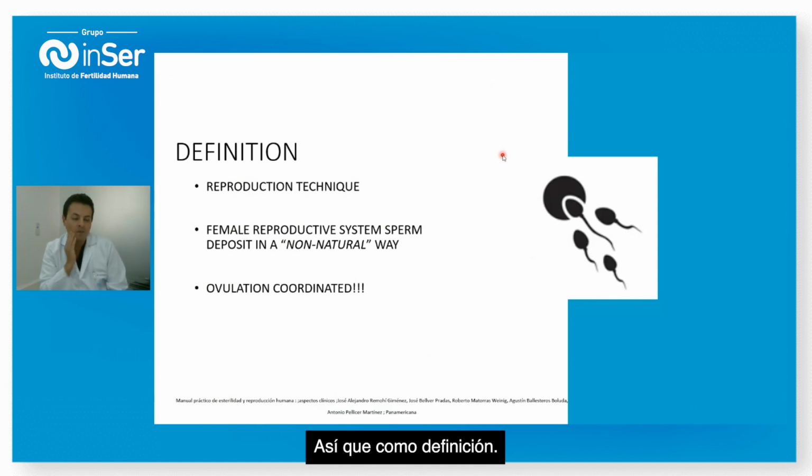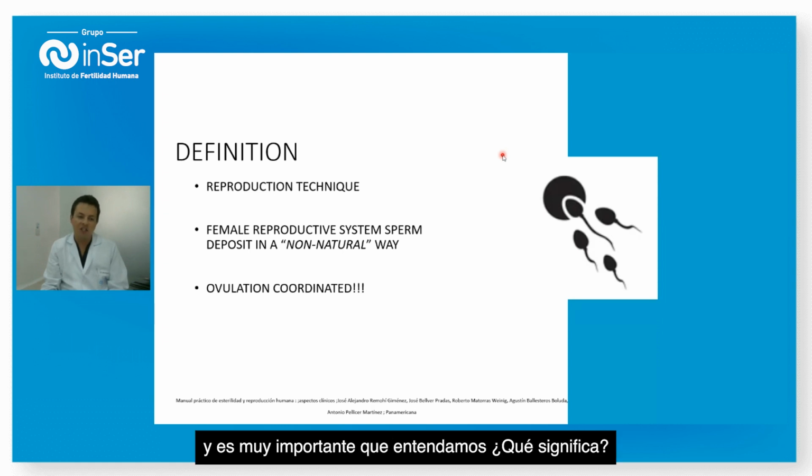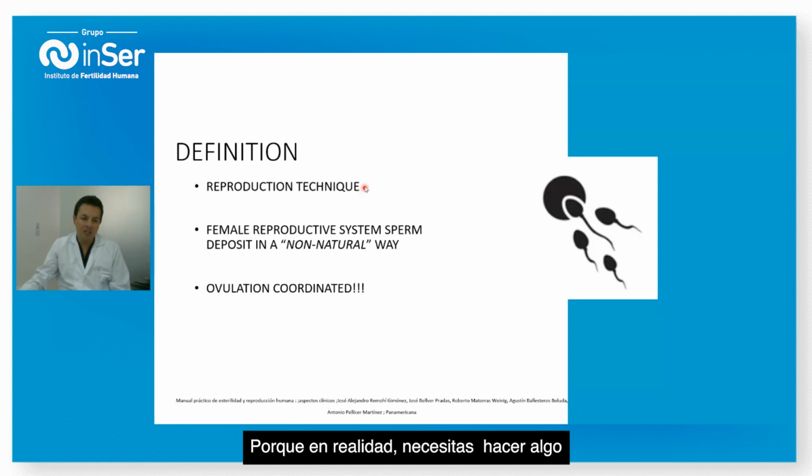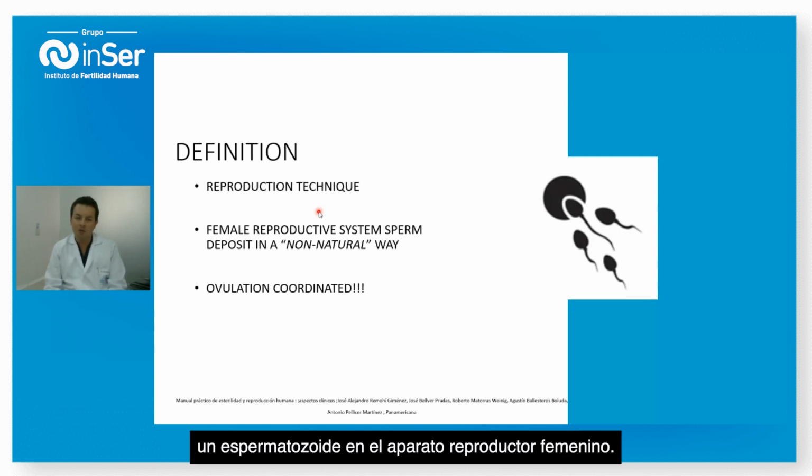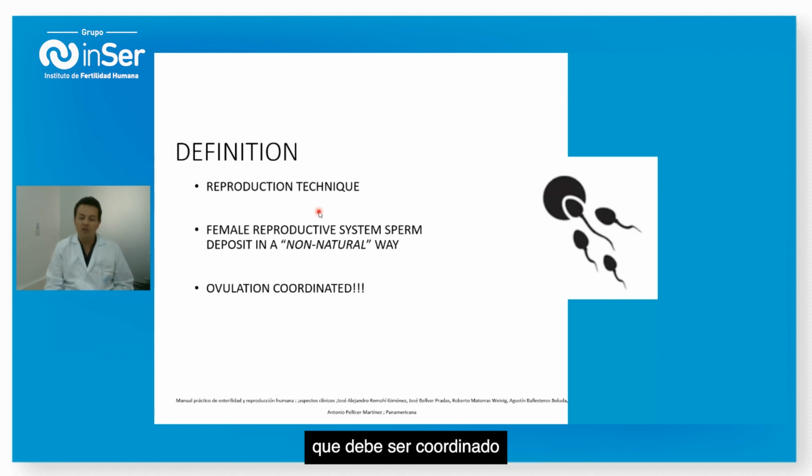So as a definition, the IUI is a reproduction technique. And it's very important that we understand what it means, because you need to do something through the whole process to use this technique. And the objective of this technique is to deposit, in a non-natural way, sperm in the female reproductive system. And it's always important to understand that it should be coordinated with the ovulation of your patient.